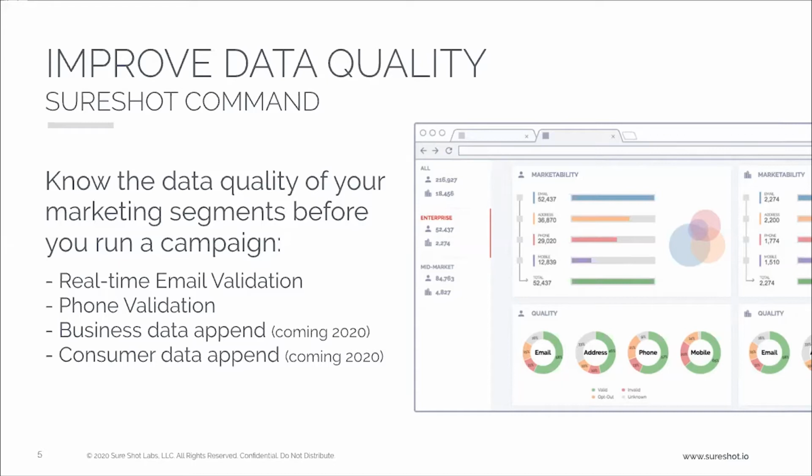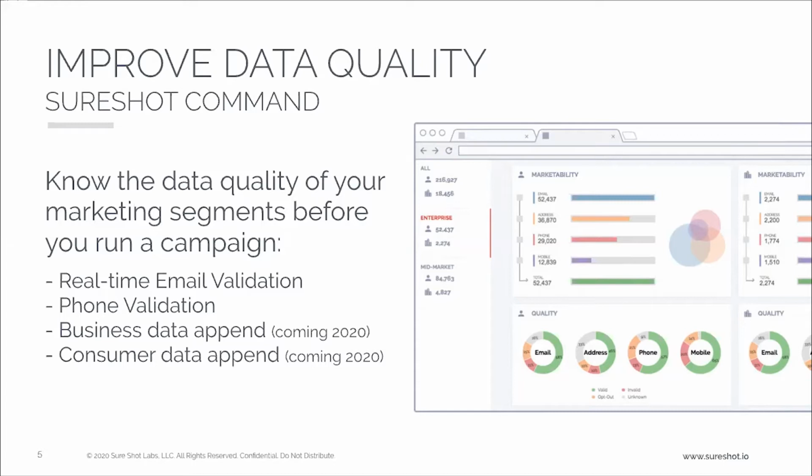So what Command is designed to do is give you a quick snapshot of each and every segment that you're wanting to market to, and help you first understand the quality, and then second, fix the quality in some different areas. In addition to showing you the data elements, we're connecting into real-time validation tools to make sure that the emails are validated and of high quality. They're not going to put you into spam traps and impact your reputation negatively. And then also phone validation.